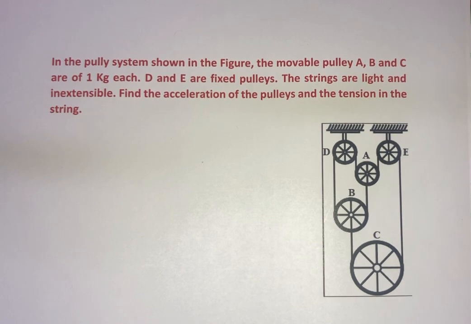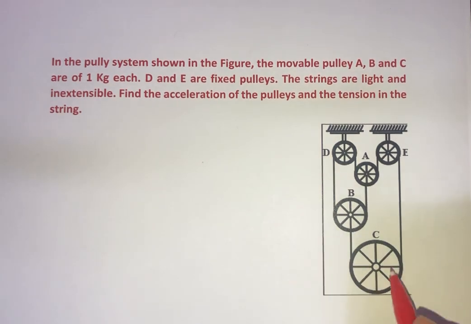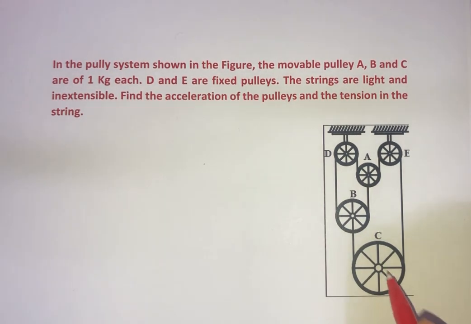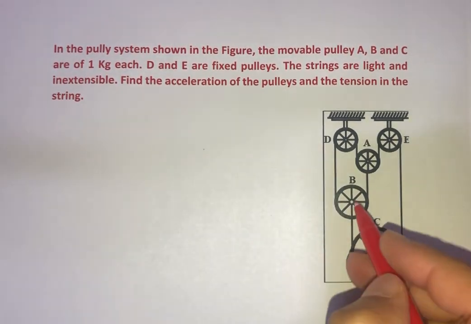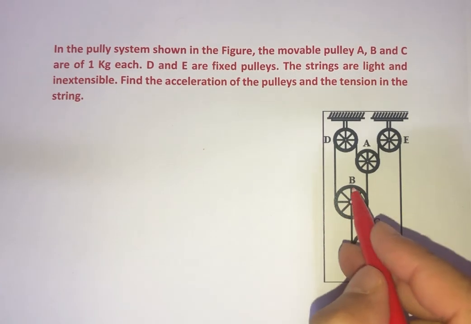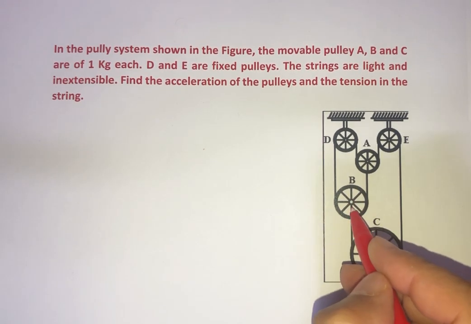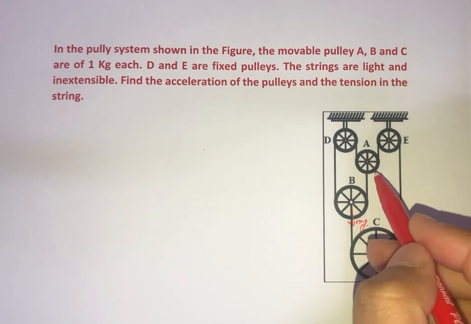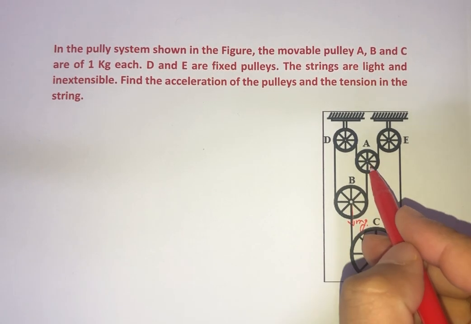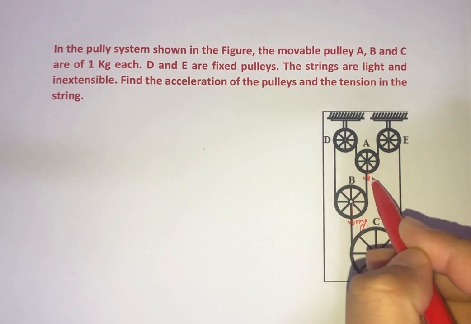So first of all, for this C, we can say there will be mg acting in the downward direction, and each is having mass 1 kg, so this is mg. Similarly for pulley C, there will also be mg in the downward direction, and A will also have mg in the downward direction.